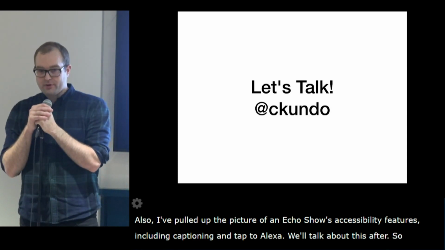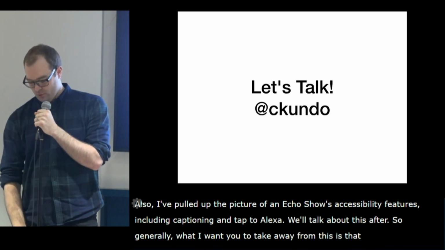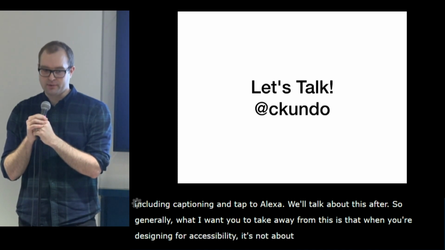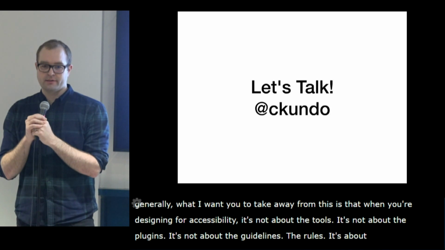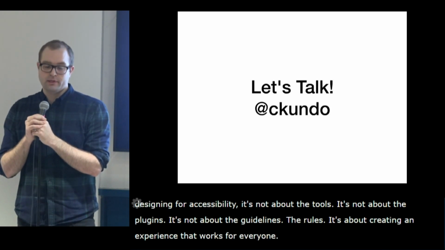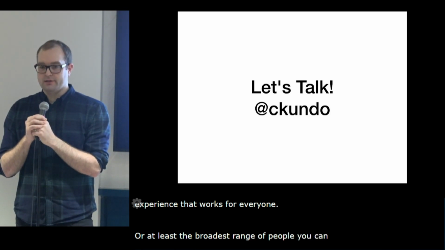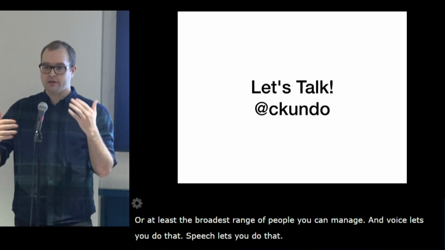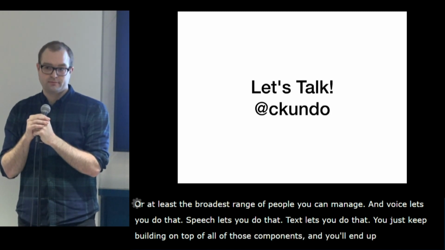So generally, what I want you to take away from this is that when you're designing for accessibility, it's not about the tools, it's not about the plugins, it's not about the guidelines, the rules. It's about creating an experience that works for everyone, or at least the broadest range of people you can manage. And voice lets you do that, speech lets you do that, text lets you do that. Just keep building on top of all of those components, and you'll end up with something pretty good. Thank you.